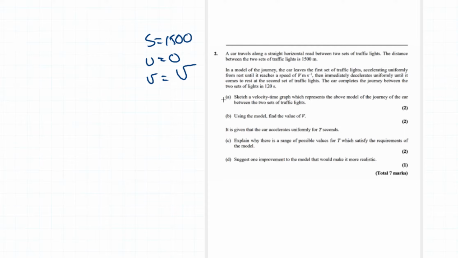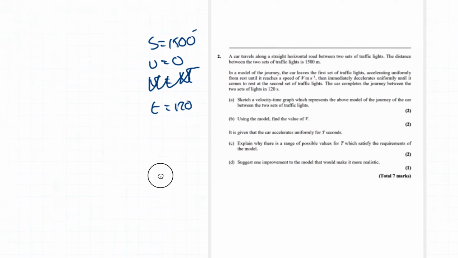The car completes the journey between the 2 sets of lights in 120 seconds. So we know that t equals 120, and the final speed at the end is going to be 0. First of all, sketch a velocity-time graph which represents the above model of a journey of the car between the 2 sets of lights.